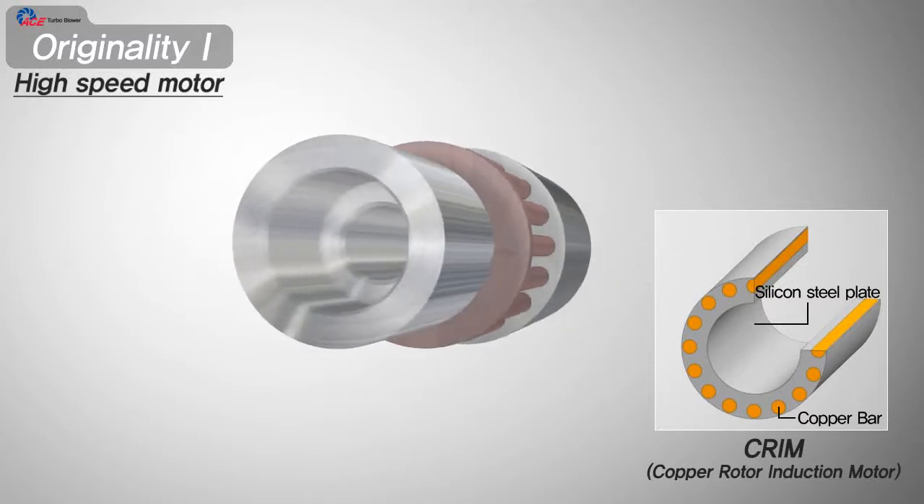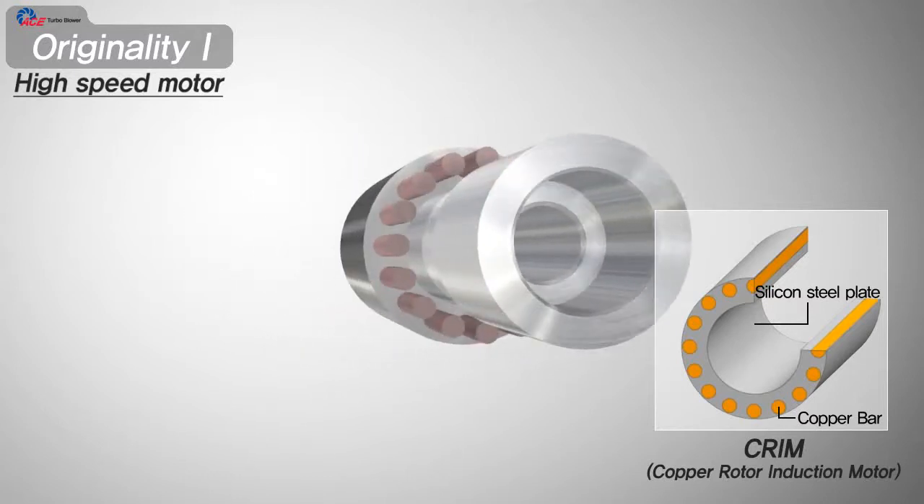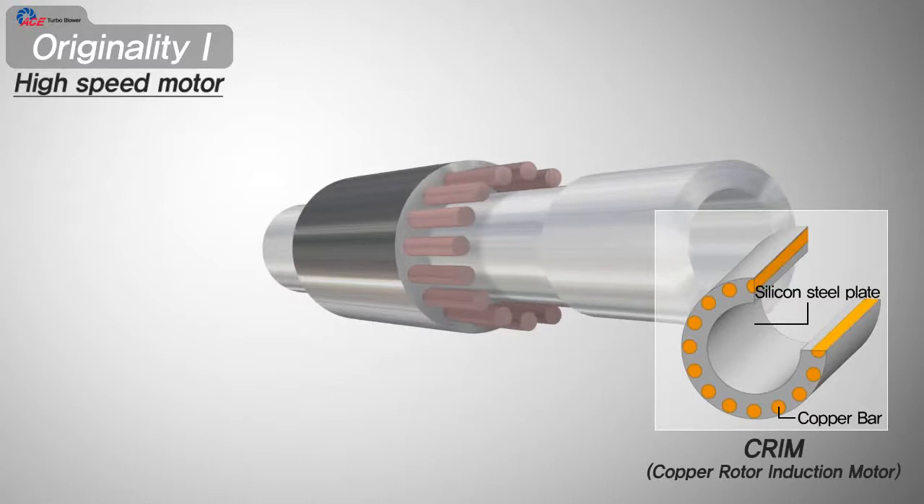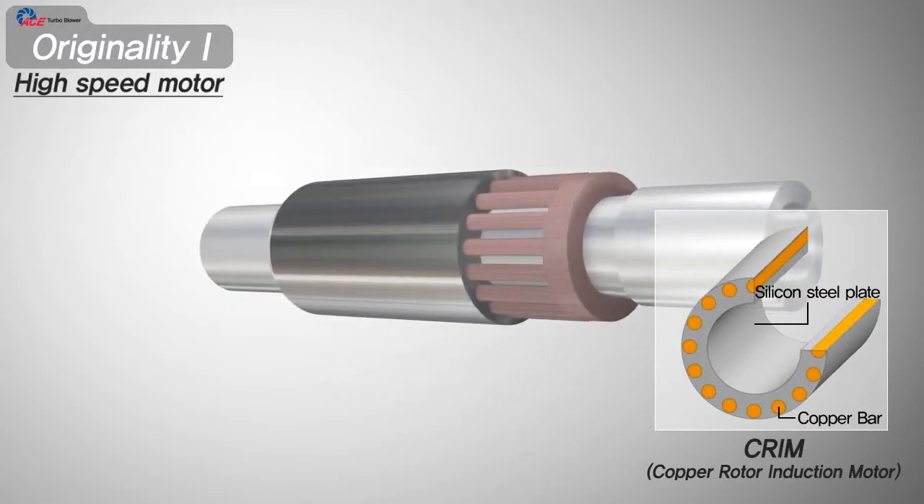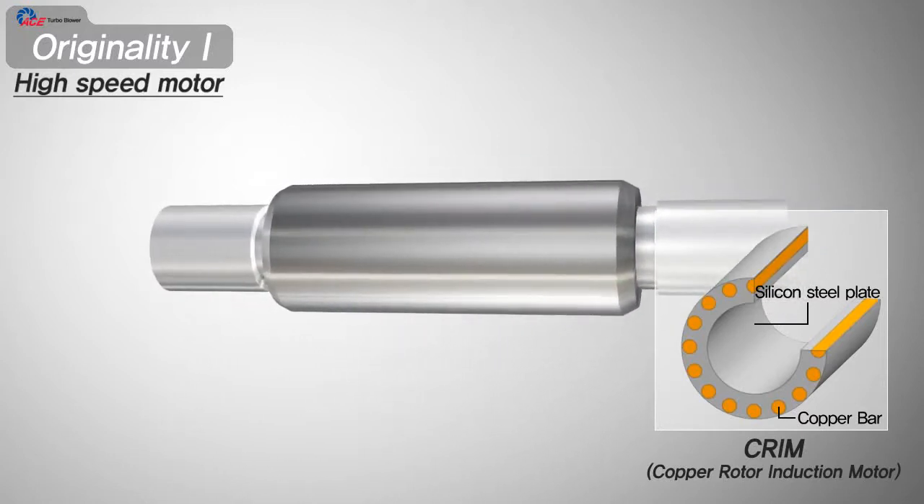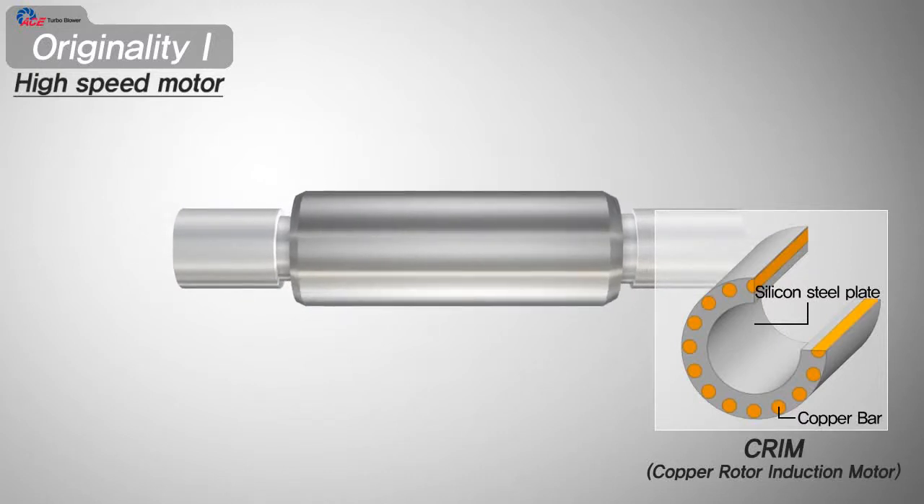The copper rotor induction motor replaced the conductor of the rotor from aluminum to copper, so the efficiency is 4 to 5% higher than the aluminum rotor. Also, it is possible to make the high-speed, high-capacity turbo blower because of the smaller rotor size than the aluminum rotor.